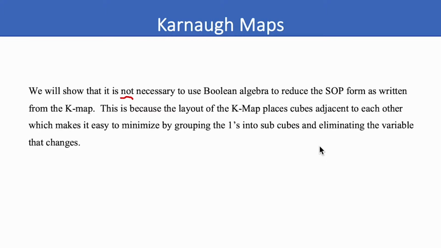So, as far as the Karnaugh maps are concerned, we don't need to use Boolean algebra to reduce the sum of products form as written from the K-map. That's because the layout of the K-map places cubes adjacent to each other, which makes it easy to minimize by grouping ones into subcubes and limiting the variable that changes. And we'll show that when we start doing some reductions using Karnaugh maps. So the point here is that you don't need to use Boolean algebra. The adjacencies are set with the Karnaugh map the way it's laid out.